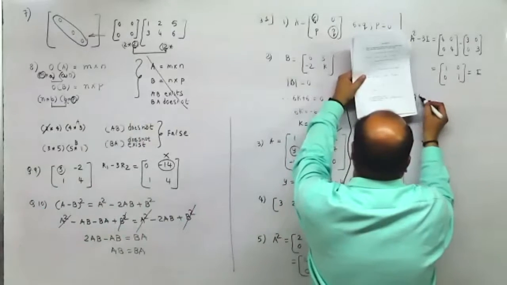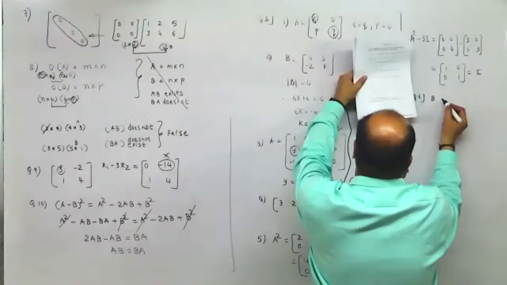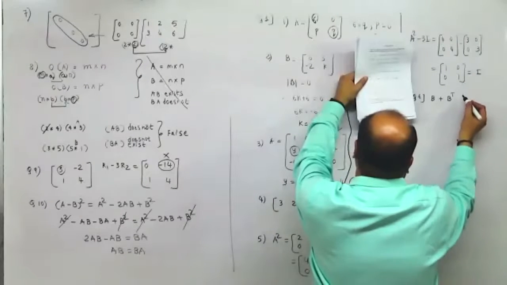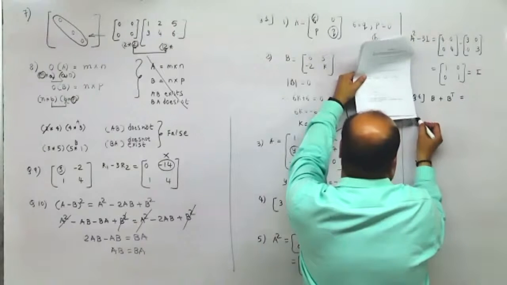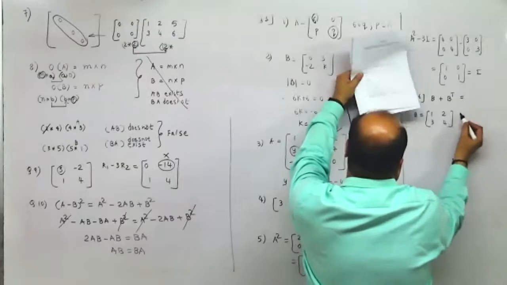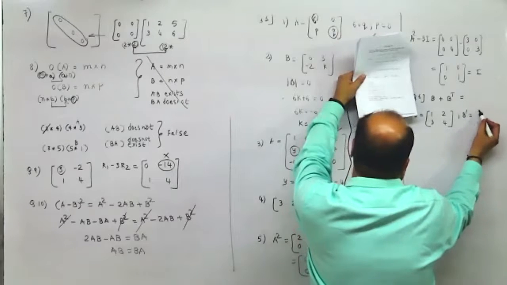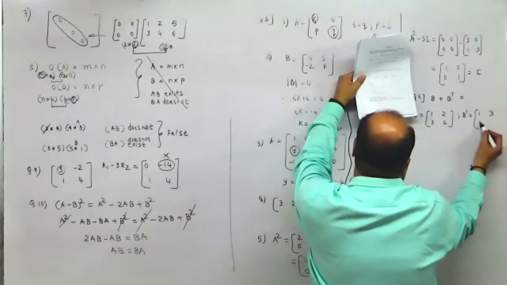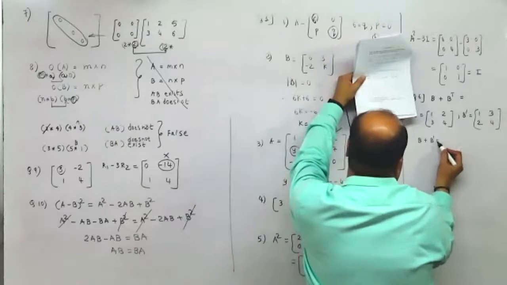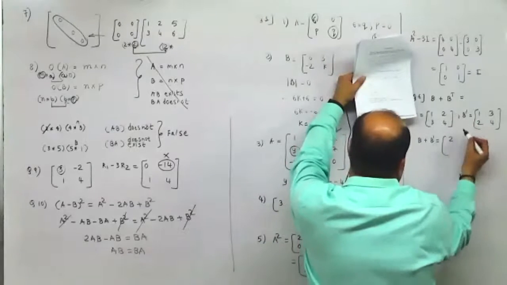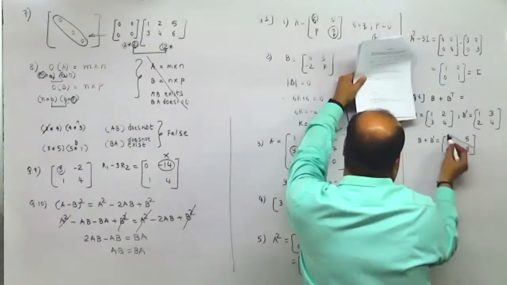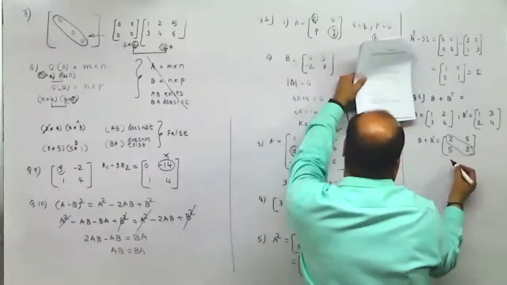Now, sixth one, for any square matrix, any matrix plus its transpose would give you what? I'll take an example here. I'll say B is 1, 2, 3, 4, and therefore B transpose would be 1, 3, 2, 4. So here B plus B dash would be 1 plus 1, 2, 2 plus 3, 5, 3 plus 2, 5, and 4 plus 4, 8. So if you observe here, it is symmetric.